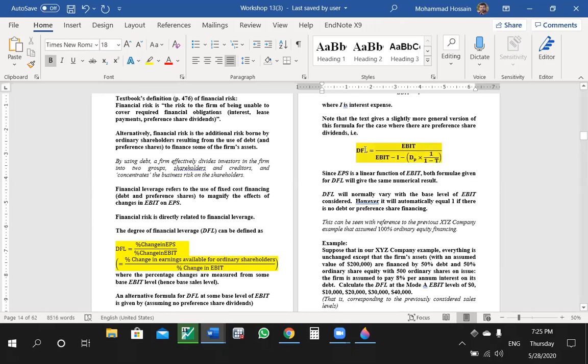So DFL, degree of financial leverage, is equal to EBIT divided by EBIT minus I, interest. Don't forget this. Okay, this is interest actually. I think I should write it as interest expense. Since EPS, okay, so this is the formula they're using in here. So they're going to give you an example again to show you.